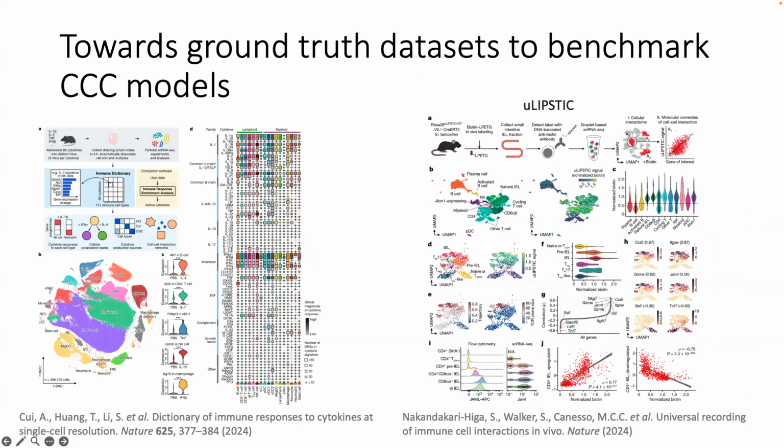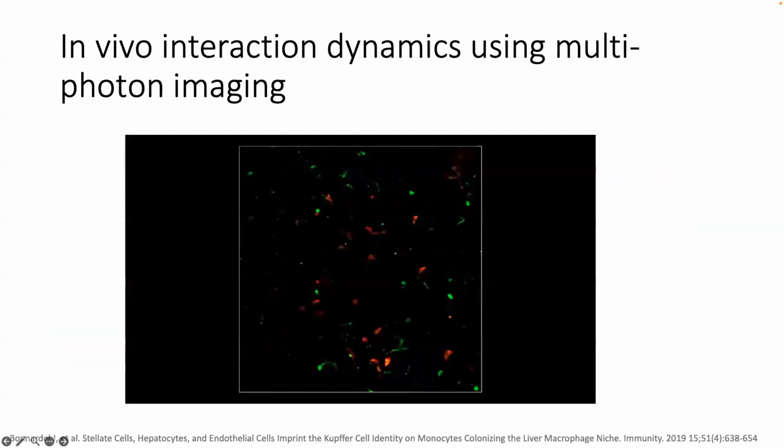The good news is that more and more assays are appearing that are able to generate ground truth interaction data sets. This is a very nice paper, the immune dictionary paper. This is an assay, universal lipstick, that allows you to measure in vivo cell-cell interactions. We can imagine that those types of assays will emerge more and more and give you some way of either validating the model or avoiding having to resort to predictions.